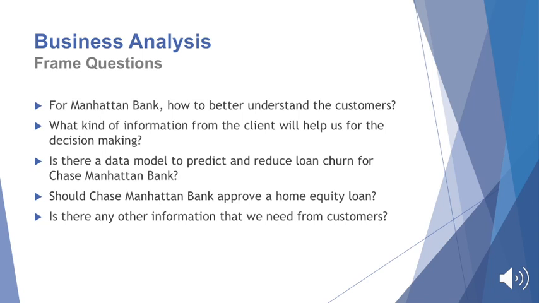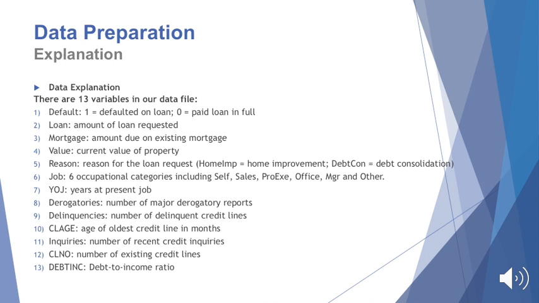Now here come our 5 business analysis framing questions. First, for Chase Manhattan Bank, how can we better understand the customers? The second, what kind of information from the client will help us with decision making? Third, is there any data model to predict and reduce loan churn for our bank? The fourth, should Chase Bank approve a home equity loan? And is there any other information that we need from our customers? Now let's welcome Elina to give you the data preparation.